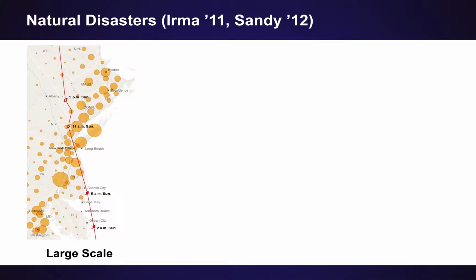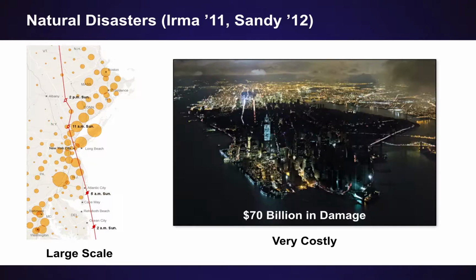Another major challenge of modeling these natural disasters is that they're very large scale, so they cover a huge geographic area. On the left, you can see all the different regions that Irma influenced when it hit the United States in 2011. Another big challenge is that these events can be incredibly costly, so better understanding can go a long way to improving quality of life post-disasters.